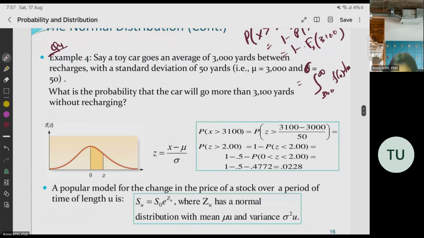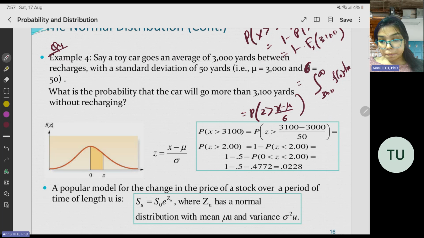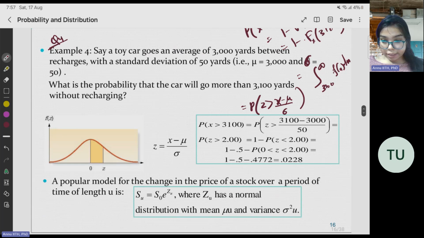We can say P of X greater than 3,100 is equal to P of Z greater than (3,100 minus 3,000) divided by 50. Why can you say like this? Because this is equal to P of Z greater than (X minus mu) divided by sigma. That is what makes sense, because you are converting every distribution to a normal distribution. So that's why it is like this.